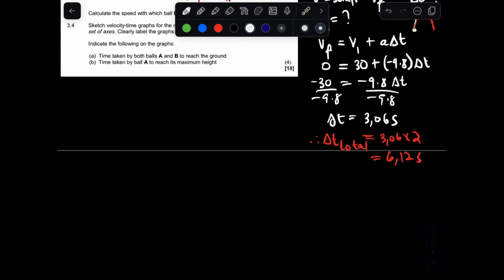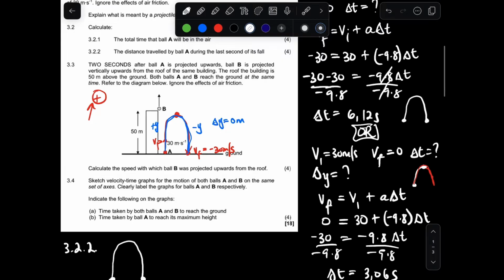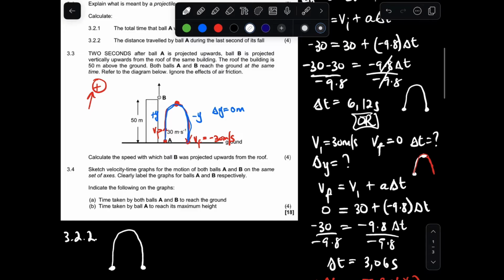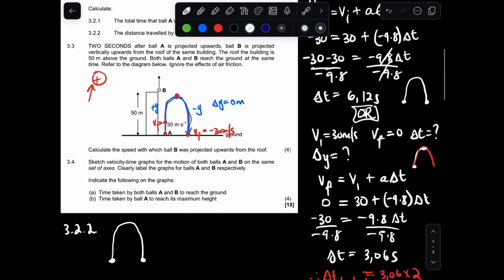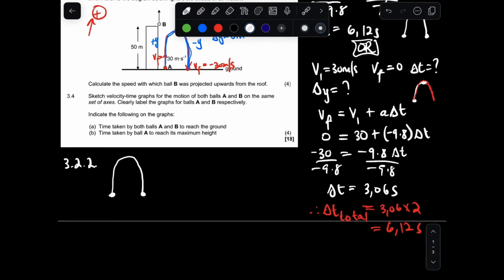Guys, before, I'd like to give you a sketch. 3.2.2. The ball A, it starts from the ground and goes back to the ground. But now what they want here is the distance. Remember, when they say the distance, they want the distance traveled, the distance, it must be positive during the last 1 second, last second.